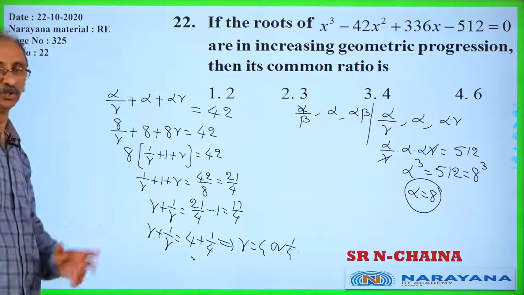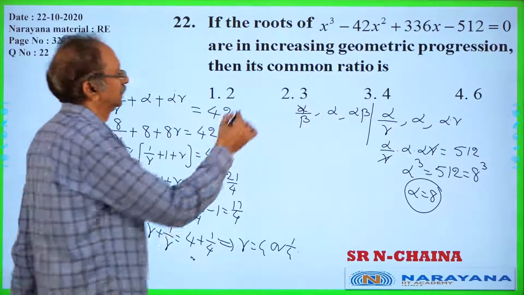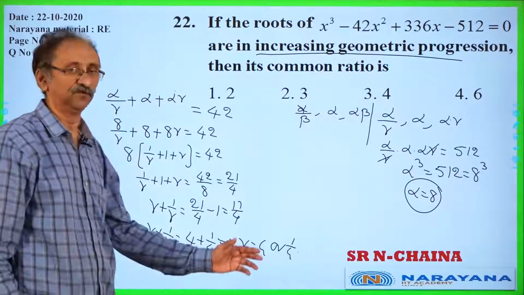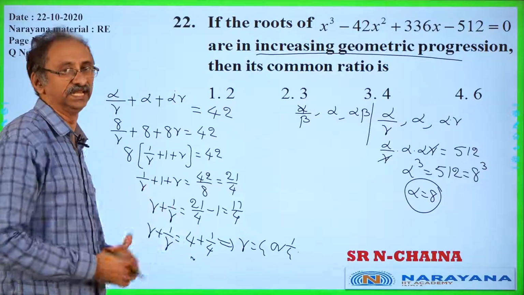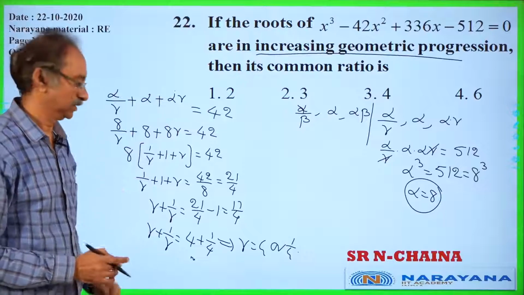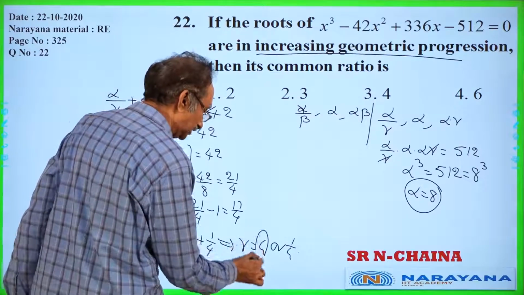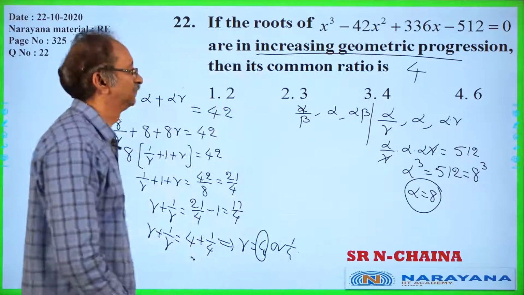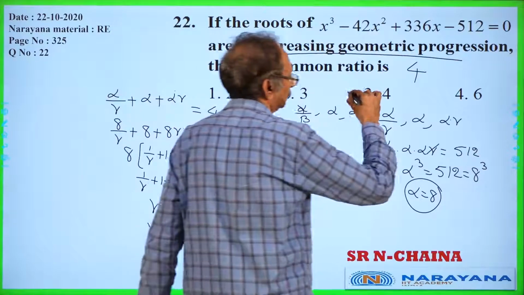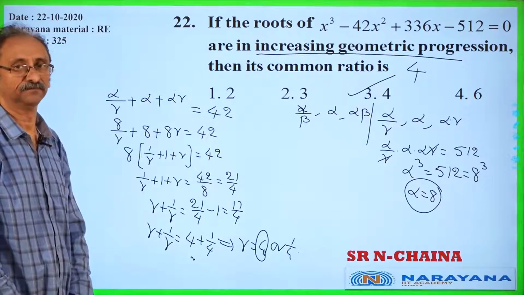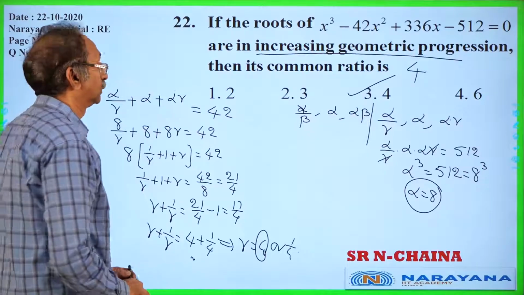So you get two values for r, but the question is increasing geometric progression. If you take 1 by 4, then terms will be decreased. If you take 4, then the terms will be increased. Therefore, the value of r is 4. That is, common ratio is 4. So already options are given. It is 4. Okay, students? Right. We'll go to the next one.